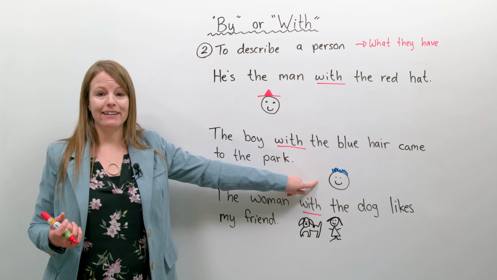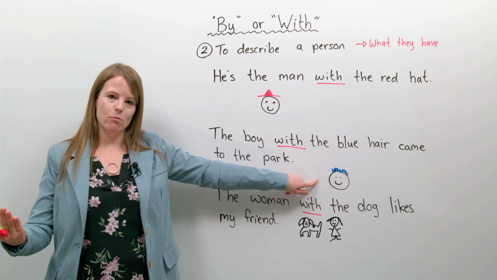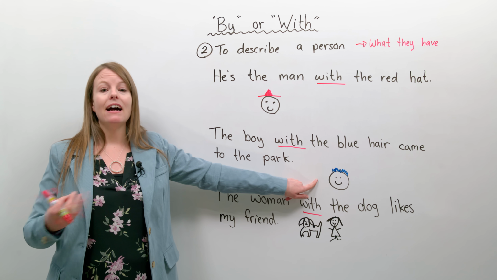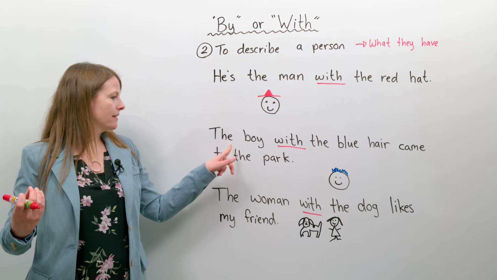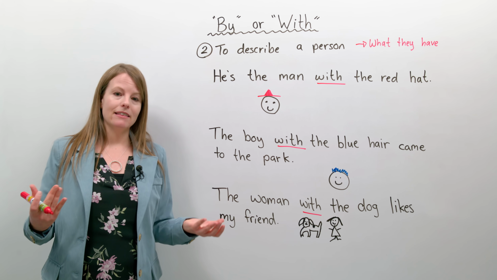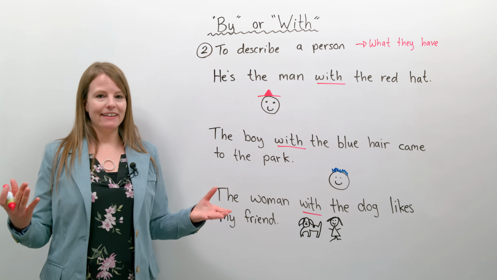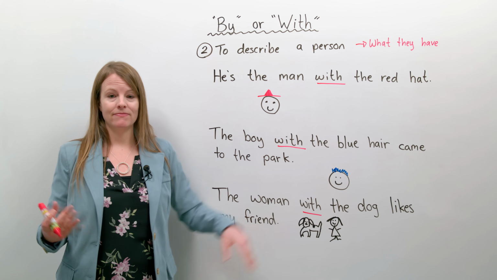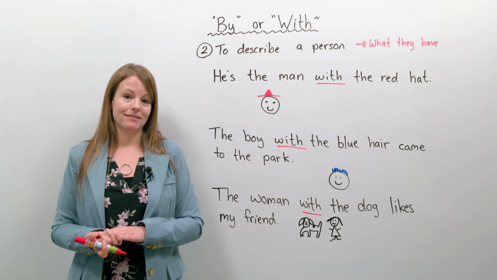Let's look at another example. Imagine I see this boy. He has blue hair, and I want to tell someone something about him. I can describe him by using with. What is interesting about this boy? Well, the boy with the blue hair, as soon as I say that, people know I'm talking about this one. The boy with the blue hair came to the park.